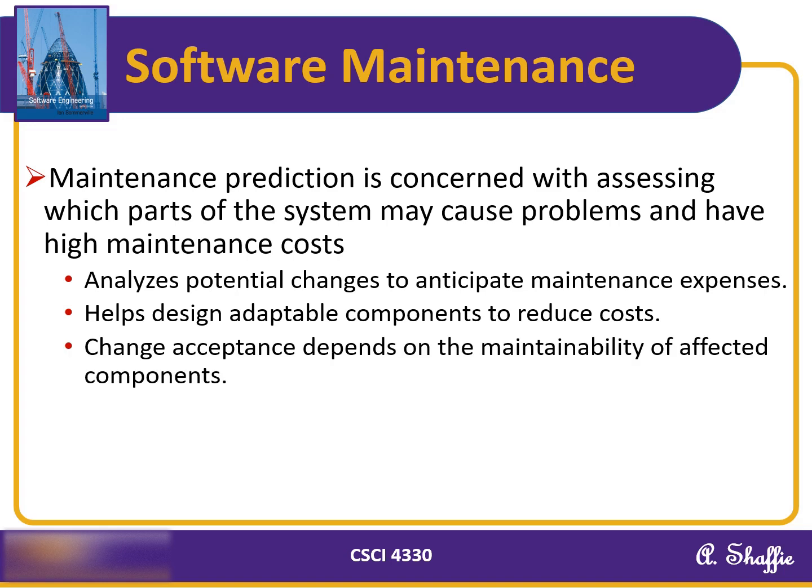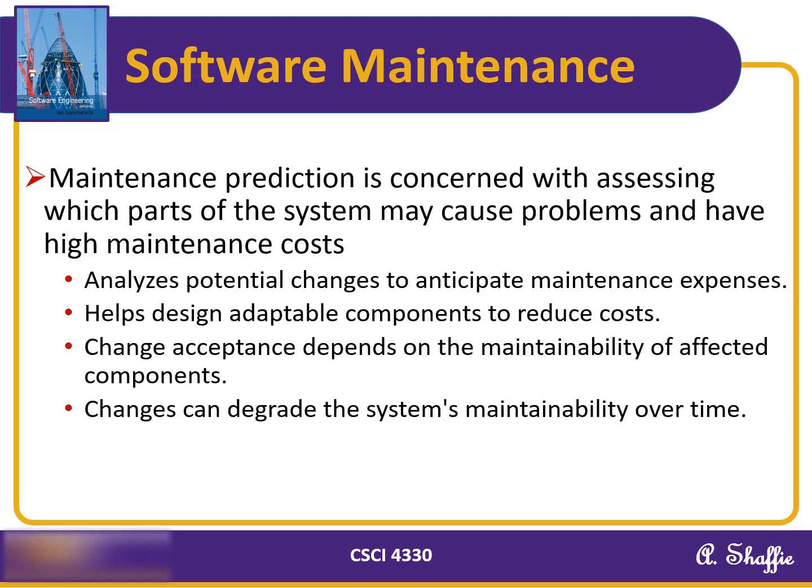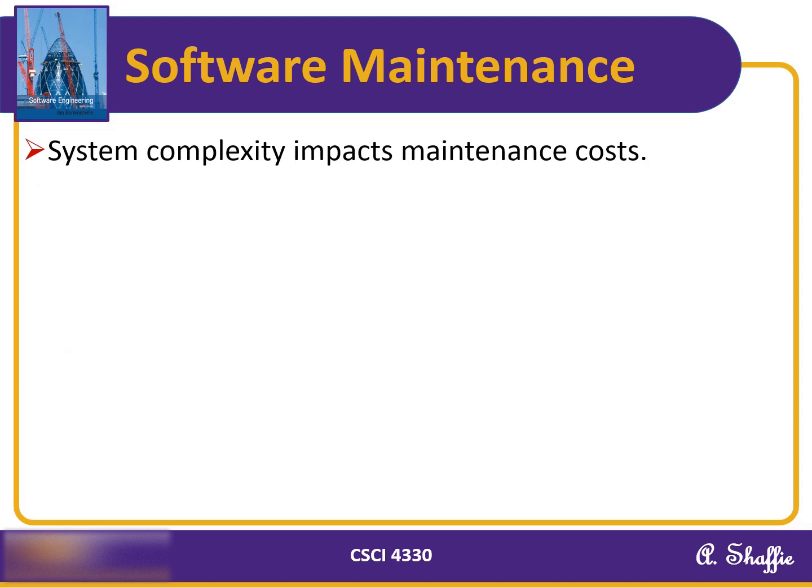It is important to note that the acceptance of changes often depends on the maintainability of the components being modified. If a component is difficult to maintain, the associated cost and risks can affect whether a proposed change is approved. Finally, as we implement changes, we need to keep in mind that these modifications can degrade the system's maintainability over time, making future changes even more challenging. Balancing immediate needs with the long-term health of the system is critical for effective maintenance planning.